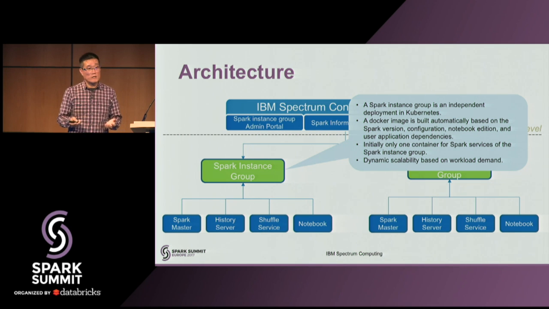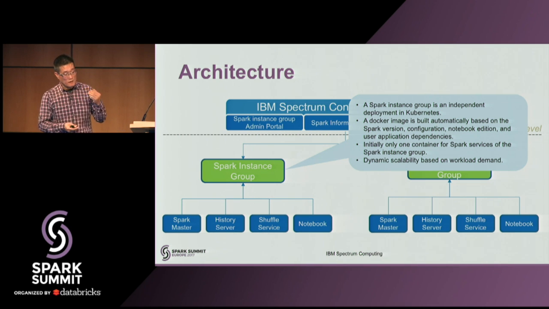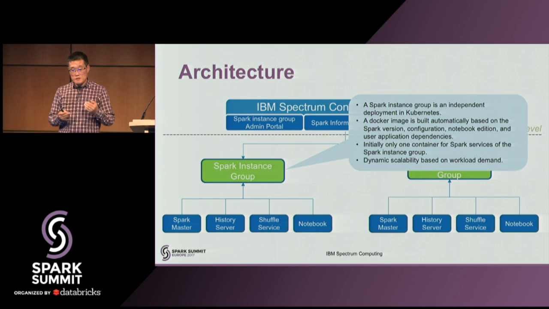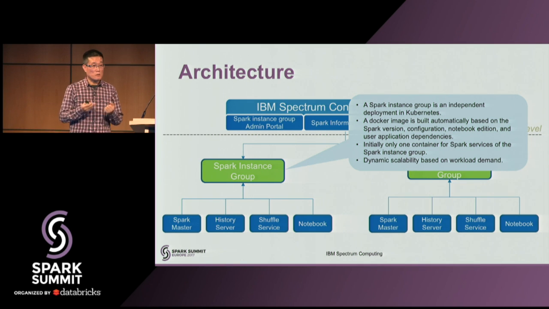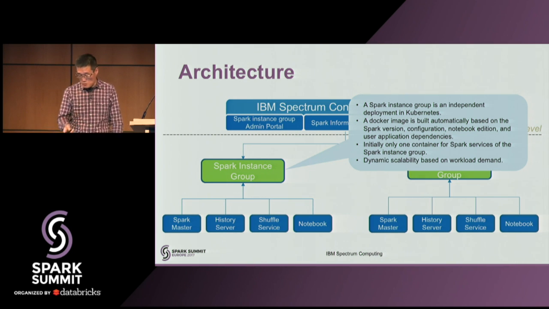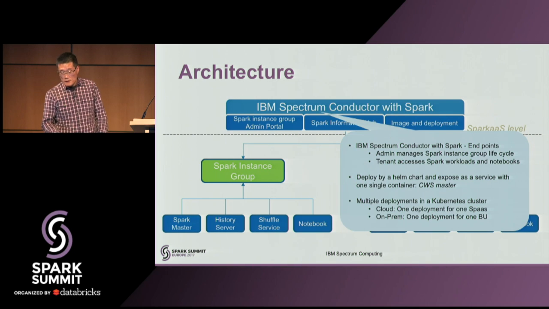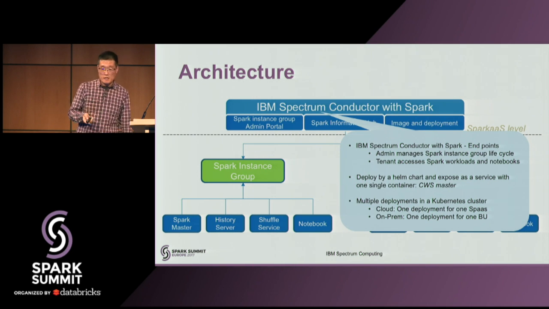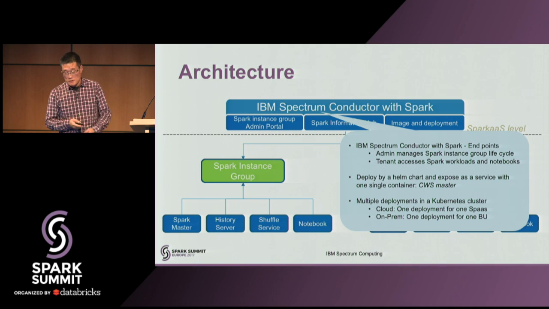Furthermore, as long as you have enough resource quota, we allow this Spark instance group to automatically scale up and scale down based on the current Spark workload demands. So this is called the Spark instance group. Then the top layer is our product name. It's called IBM Spectrum Conductor with Spark.